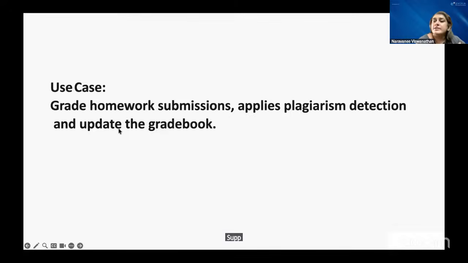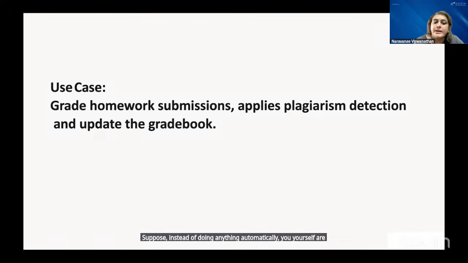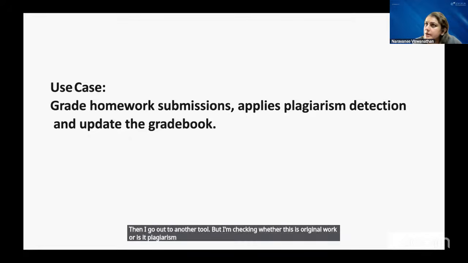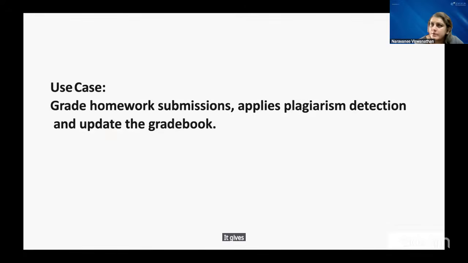Suppose instead of doing anything automatically, you yourself are taking 3 different apps. Okay. I take ChatGPT, I grade it, I put this homework, upload it, it gives me a grade. Then I go to another tool where I'm checking whether this is original work or is it plagiarism. So I do an AI plagiarism check. I go there, I upload the file again. It gives me another score.